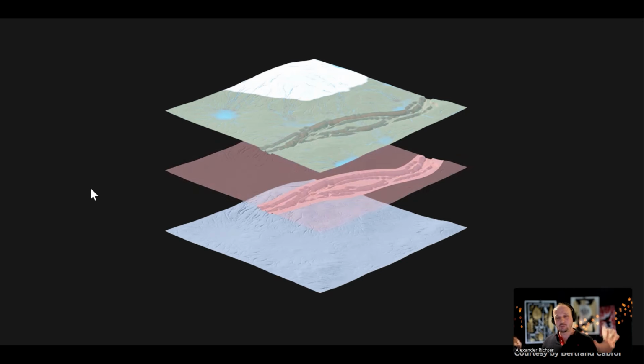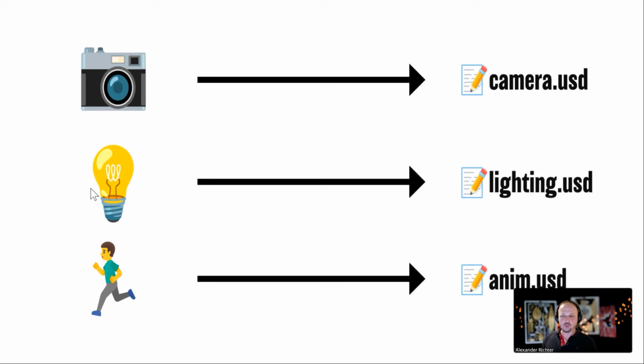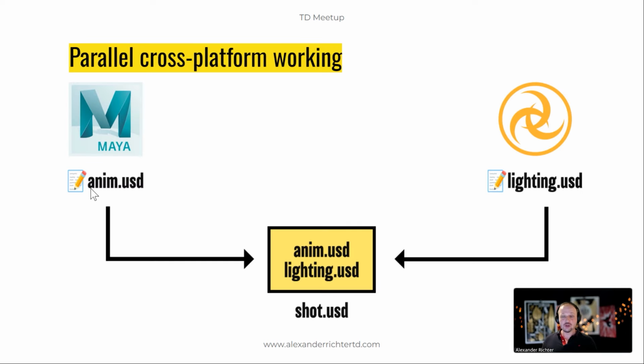There are certain elements that sound a little bit like what we do at the moment, but at the same time, they're more independent. So all these layers could be different files that we put together into a new shot. If we, for example, work on a certain shot, we can have different layers and different USD files that will add up to the whole shot. We can have literally a layer for the camera USD, a layer for the lighting USD, and for the animation. And the cool part about this, not only do we have different layers for different departments, or even in the same department, different layers, we can use this from different software. We can literally do parallel cross-platform working.